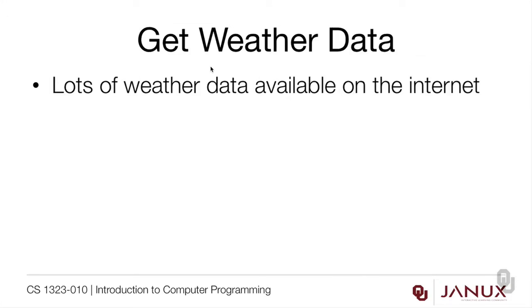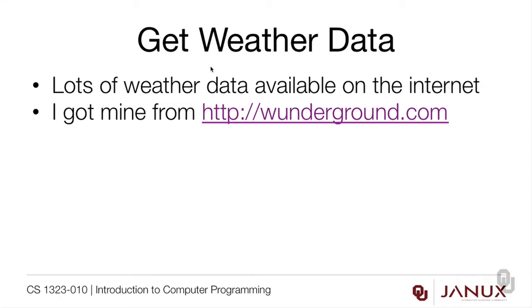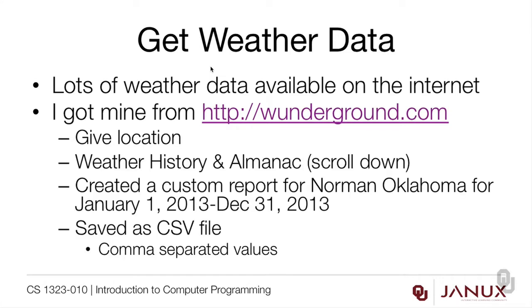So the first thing we need to do is to get weather data. Now, there is lots of weather data available on the internet. I got mine from wunderground.com, not claiming that's the best source necessarily. So I gave them a location. Then I scrolled down to find weather history and almanac. I created a custom report for Norman, Oklahoma, because that's where I am, on January 1st, 2013 to December 31st, 2013, and I saved it as a CSV file. Let me show you the process.